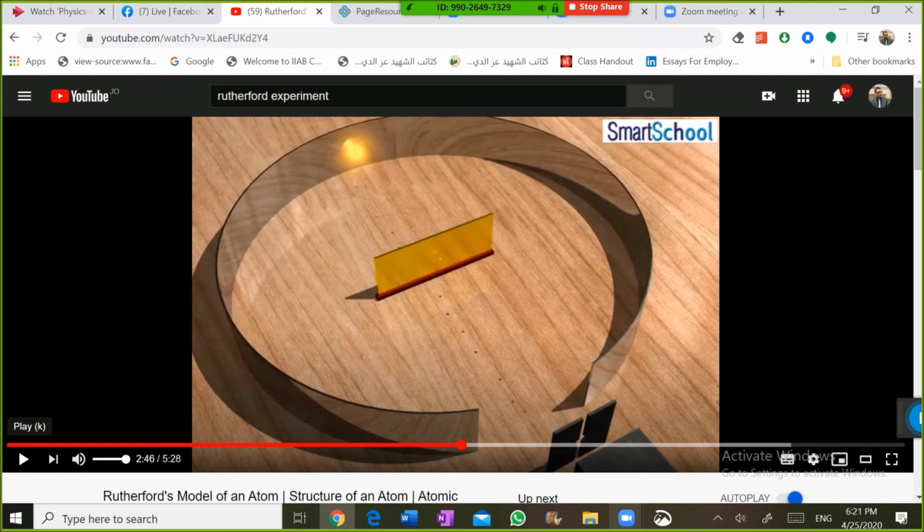Pay attention. From this experiment, he deduced or he concluded or he drew a conclusion that there is a small, listen, a small size heavy positively charged object and he called it nucleus, right? It's called what? A nucleus. From his observations.